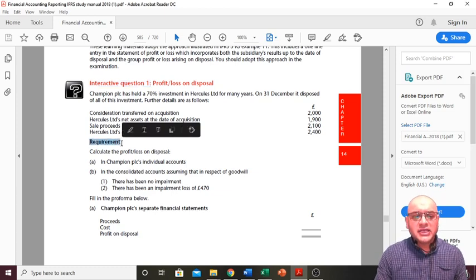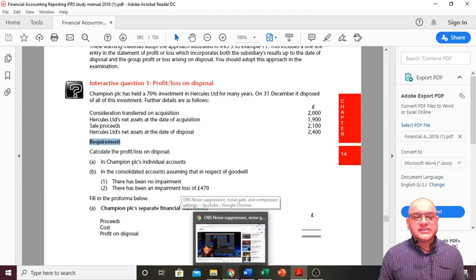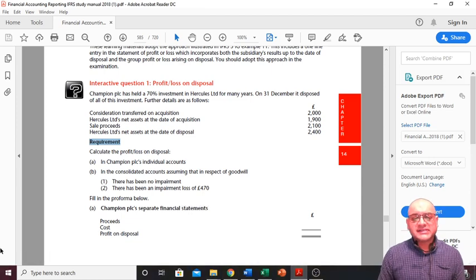The requirement is to calculate profit or loss on disposal in Champion PLC's individual accounts. So we'll need to work out the profit or loss arising for the parent, who is called Champion, and then part B is to work out the same thing in consolidated accounts, assuming that in respect of goodwill there has been no impairment, and then that there is an impairment loss of 470. So that's what we will be doing.